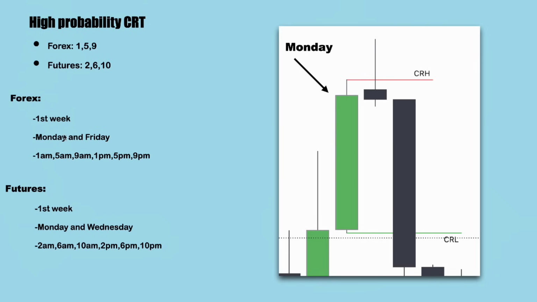In Forex, the first week, especially Monday and Friday, along with the key times of 1 a.m., 5 a.m., 9 a.m., 1 p.m., 5 p.m., and 9 p.m. is crucial. For example, Monday might display a high probability CRT with turtle soup on Tuesday and distribution on Wednesday. Friday also has high probability CRT ranges. For futures, focus on the first week of the month, particularly Monday or Wednesday at 2 a.m., 6 a.m., 10 a.m., 2 p.m., 6 p.m., and 10 p.m.